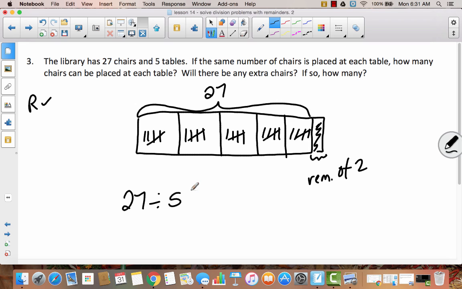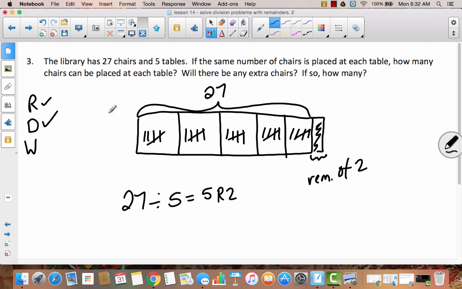And that is correct because 27 divided by 5 does equal 5 with a remainder of 2, because 5 5s is 25 plus 2 more makes 27. So let's go back. We already drew our number sentence. Let's go back, or excuse me, we already drew our diagram. Let's go back and write our number sentence. I'm getting ahead of myself.